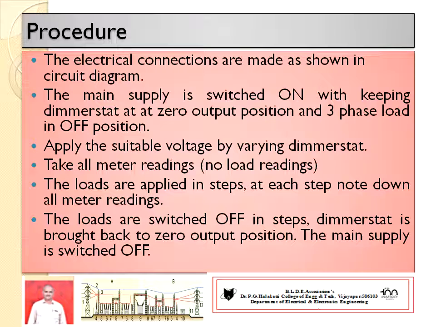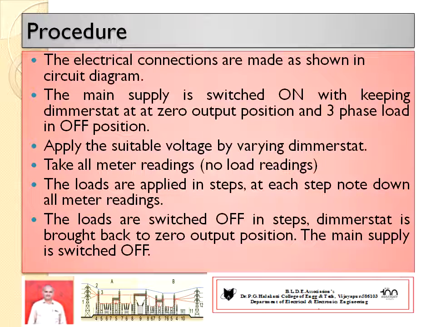After making the list of apparatus required, we go for the brief procedure. The electrical connections are made as shown in the circuit diagram. Then the main supply is switched on, keeping the dimmerstat at 0 output position or minimum position, and the 3-phase load in off position. Apply the suitable voltage by varying the 3-phase dimmerstat. Take all the meter readings. The load is not yet applied, so it is referred to as the no load reading.